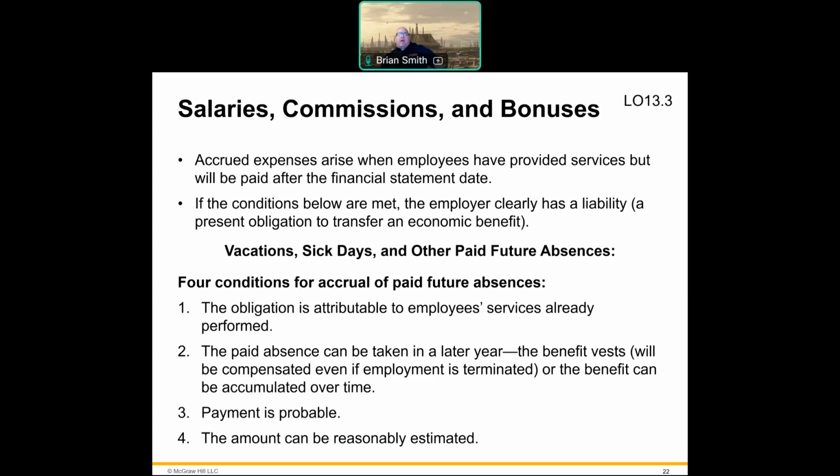Payment is probable, and I would say it depends on your company's policy too, because vacation days that you accrue, most companies that I know are going to pay that out to you when you leave, if they let you carry it over. If they don't let you carry it over, then it's just gone. A lot of companies are moving to that. So sick days, people don't get those as much.